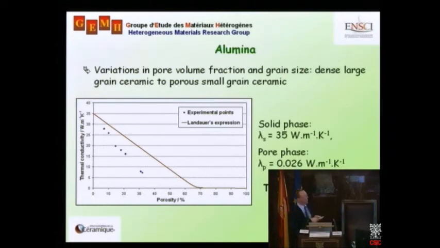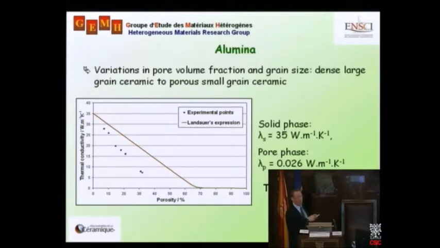Again, this is Sylvie Grandjean who's responsible for this. Here we see Landauer's prediction, and here we see porous alumina, which has a steeper dependence on the pore volume fraction. In fact, the way these samples were made was in a very traditional ceramic way, taking a pressed powder compact and then playing around with the firing cycle. What we actually have are denser, larger grain ceramics, and here we have the more porous but smaller grain material.